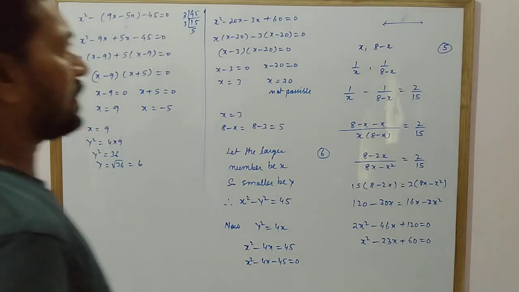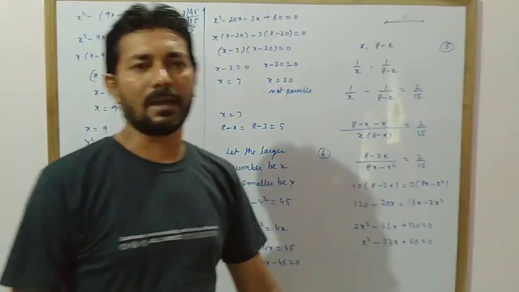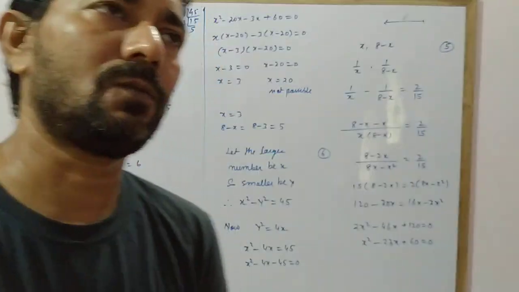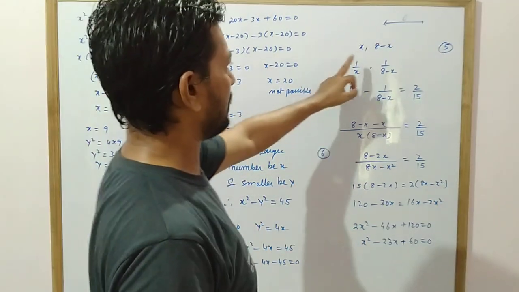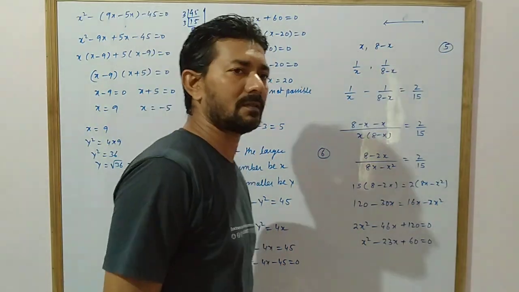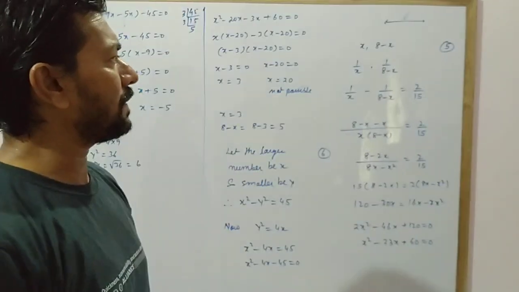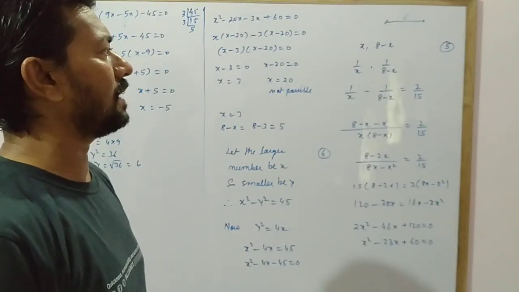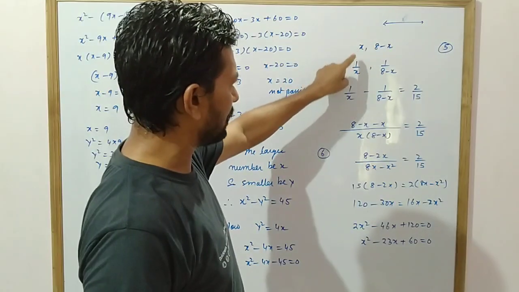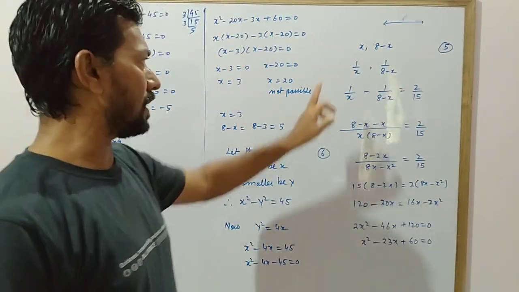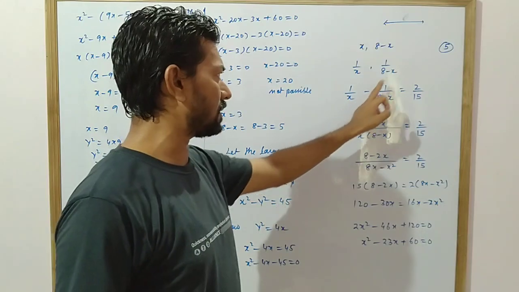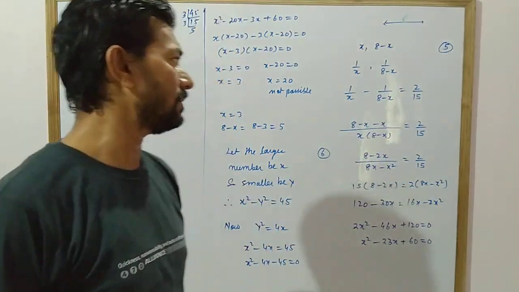So here we will start with question number 5. In question number 5 it is given that the sum of two natural numbers is 8. So if one number is x, the second one will be 8 minus x. Now it is given that the difference of their reciprocals is 2 by 15. The reciprocal of x is 1 by x, and of 8 minus x is 1 by 8 minus x. So the difference of the reciprocals: 1 by x minus 1 by 8 minus x equals 2 by 15.